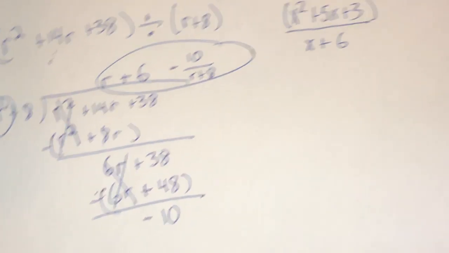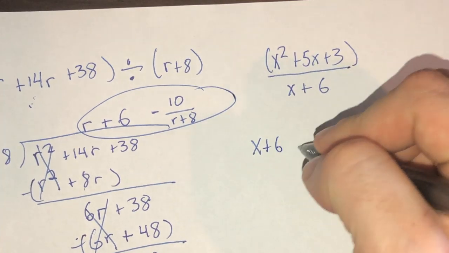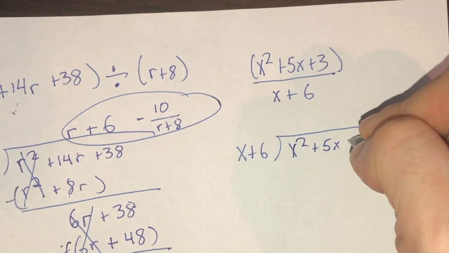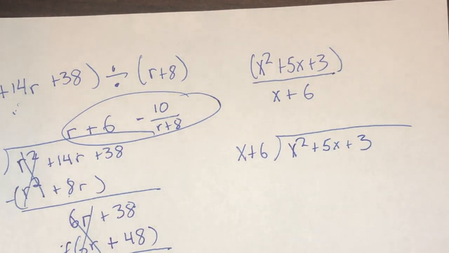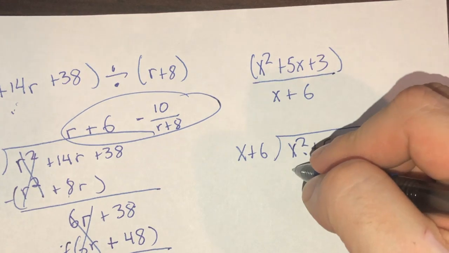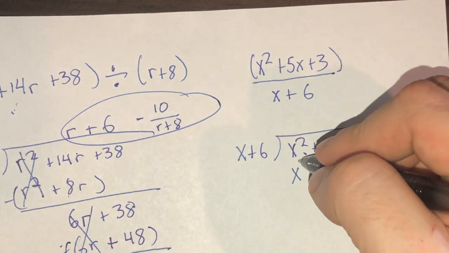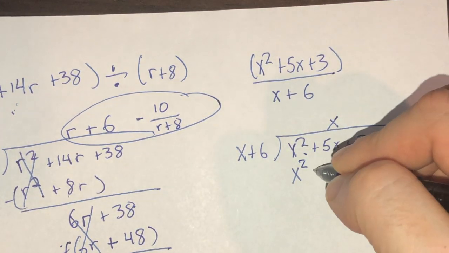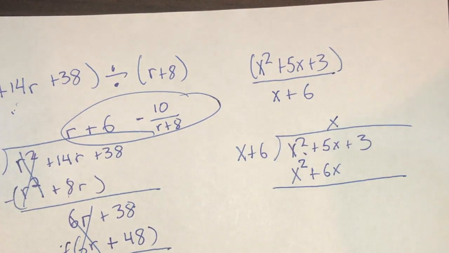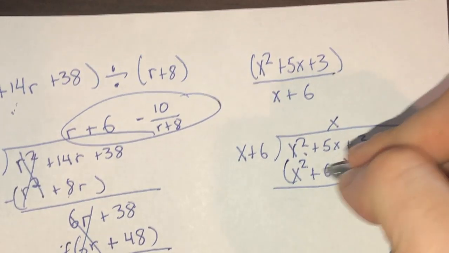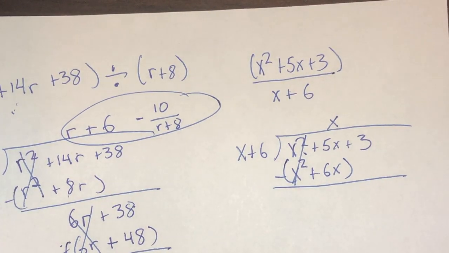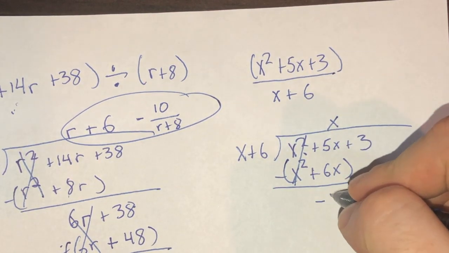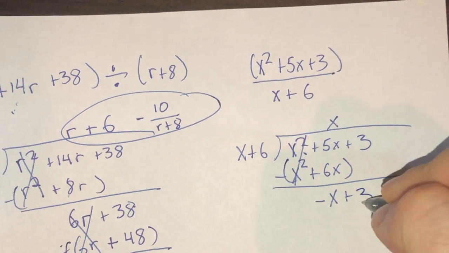Next one, we'll go ahead and do x plus 6 into x squared plus 5x plus 3. And a similar thing, leading term over leading term. We'll get x, and then when we come through, we'll get x squared plus 6x. Okay, so we do our subtraction. We got canceling. Okay, we got these cancel, and then 5 minus 6 gives me negative 1x.